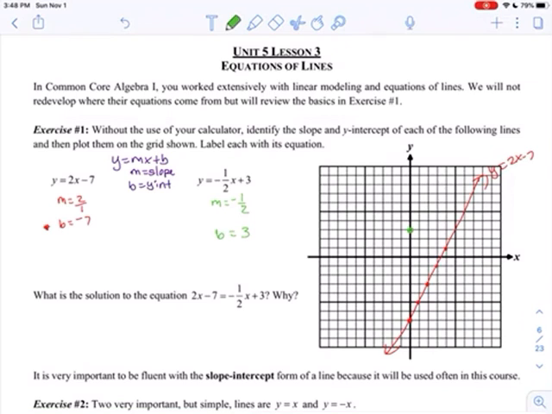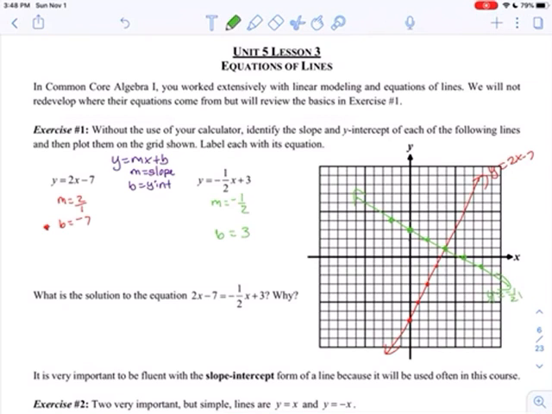All right, so plot those points. Start at 3, down 1 to the right 2, down 1 to the right 2. You can see they intersect right there. I connect my points, making a line. All right. And then I'm going to label that, and it's going to be y equals negative 1/2 x plus 3.